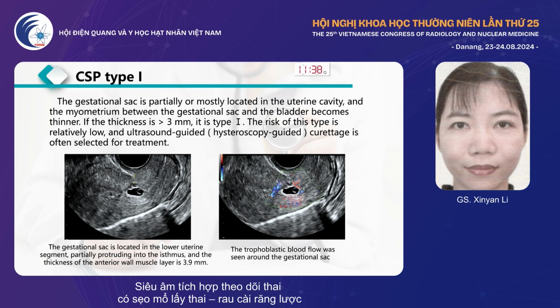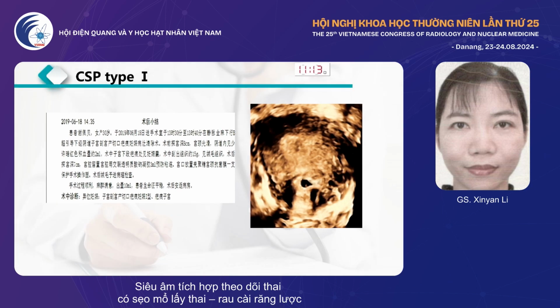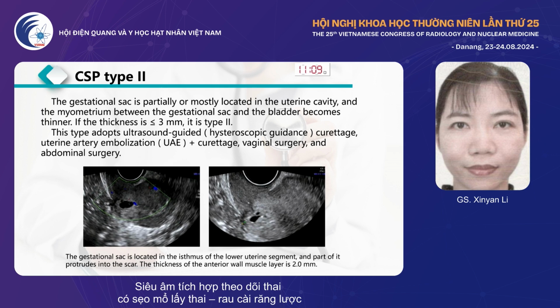If the gestational sac is partially or mostly located in the uterine cavity, and the residual myometrium thickness is more than 3 millimeters, it is type 1. The risk of this type is relatively low, and ultrasound-guided curettage is often selected. If the residual myometrium thickness is less than 3 millimeters, it is type 2. This type adopts ultrasound-guided curettage, uterine artery embolization, and curettage, vaginal and abdominal surgery.